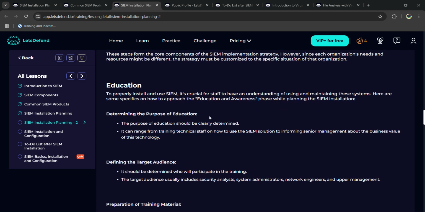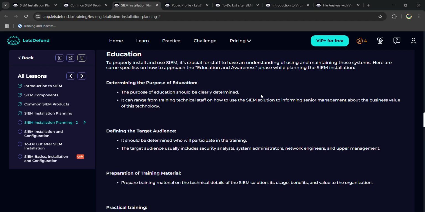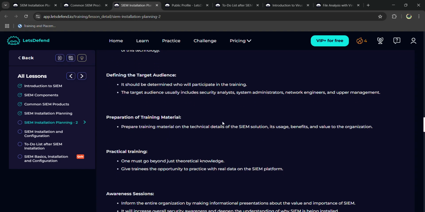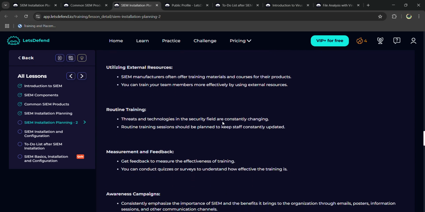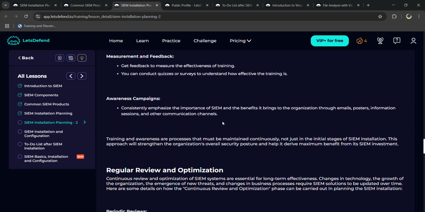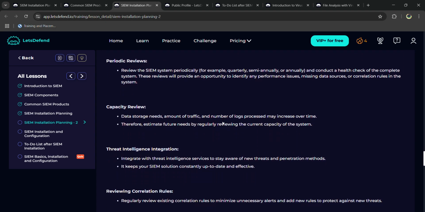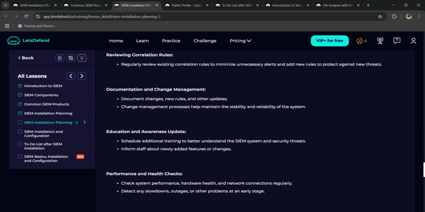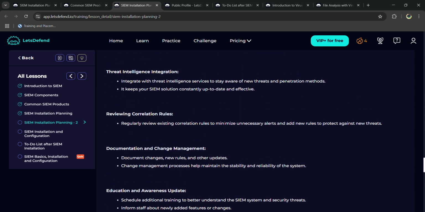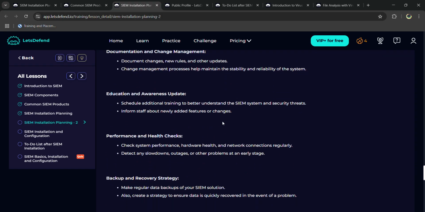Then it's education. To properly install and use SIM, it is critical for the staff to have a proper understanding of what SIM is and how to maintain these systems. So we need to determine the purpose of education, target audience, the training methods, practical training, awareness sessions, utilizing external resources, routine trainings, etc. Then is regular review and optimization. Performance reviews, periodic reviews, capacity reviews, threat intelligence integrations, reviewing correlation rules. In order to minimize unnecessary alerts, we create correlation rules.